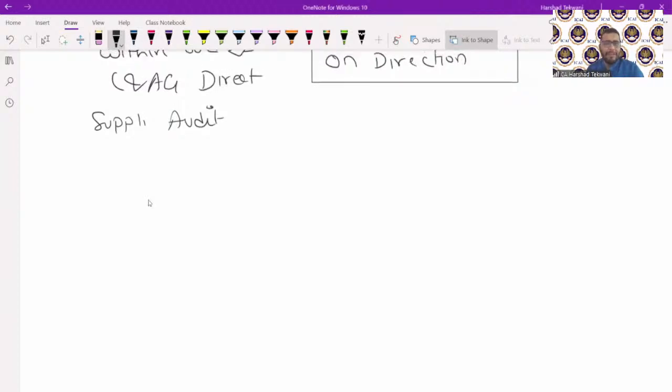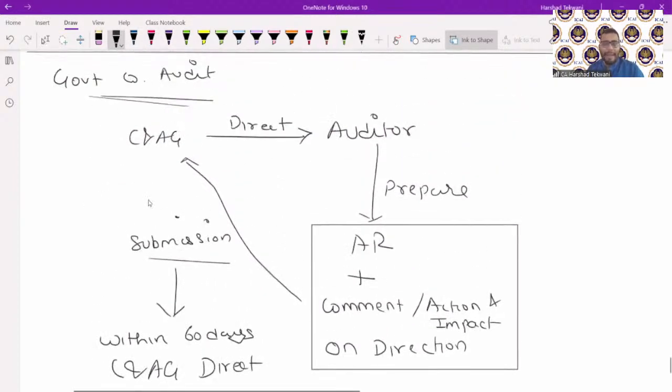Whatever comments CAG might provide, or if CAG asks for a supplementary audit, CAG can provide a comment on the supplementary audit. All these things should be laid before the stakeholders in the AGM. CAG can even ask for a test audit. For example, not related to the normal audit, but over and above the normal audit, CAG can ask for the test audit also.